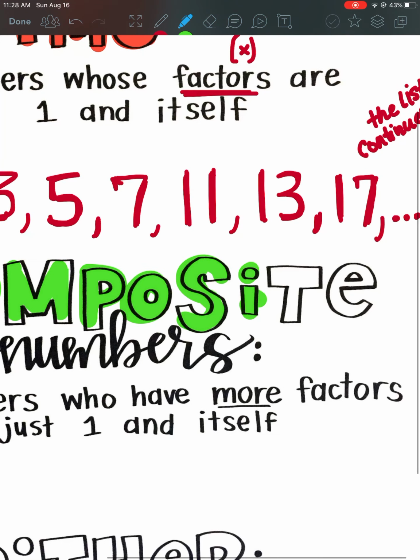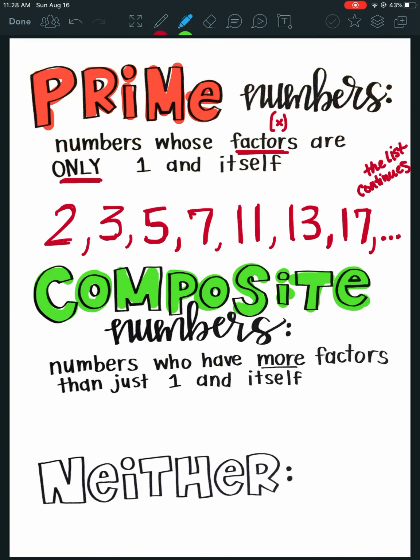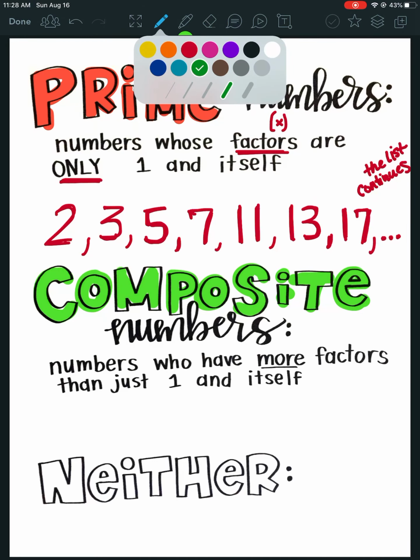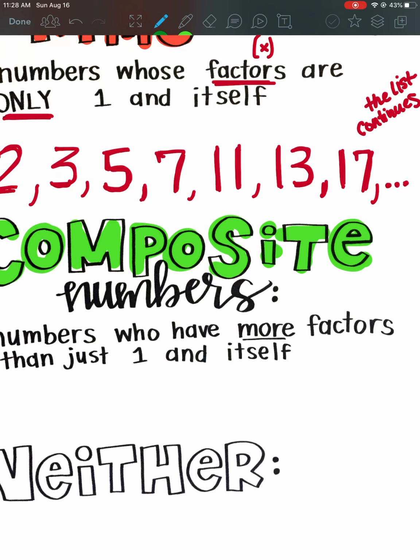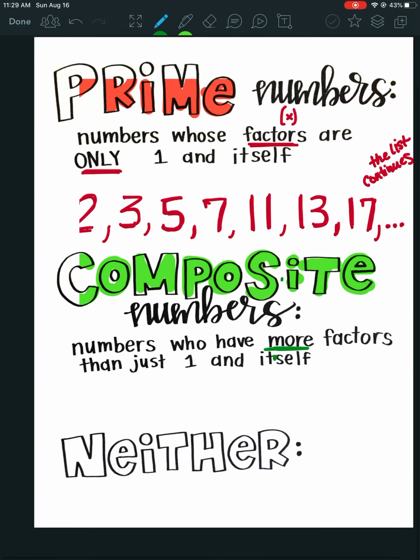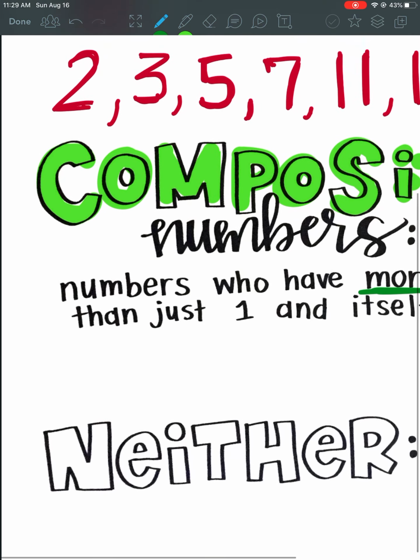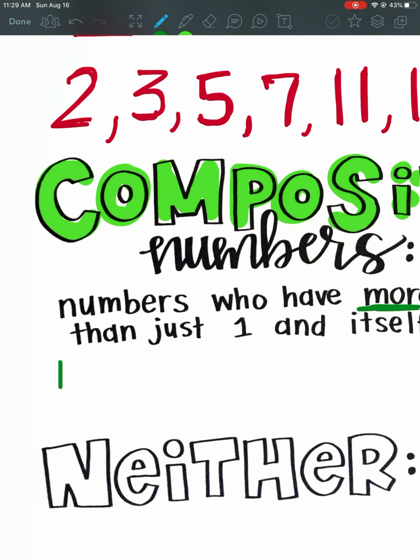Composite numbers have more than two factors, more than one times itself. Something like 4, you can do 2 times 2, and you can also do 1 times 4. So the number 4 has more than two factors, more than just one times itself. We're going to continue our list here. We have 4. 5 was on our prime list up there. 6, we can do 2 times 3, and then also 6 times 1. 7 was prime. 8 is composite.